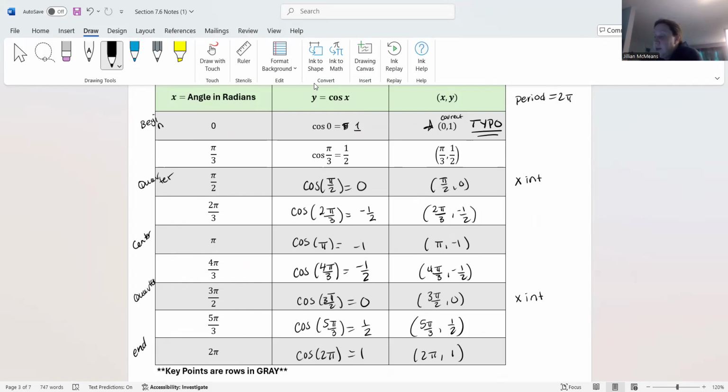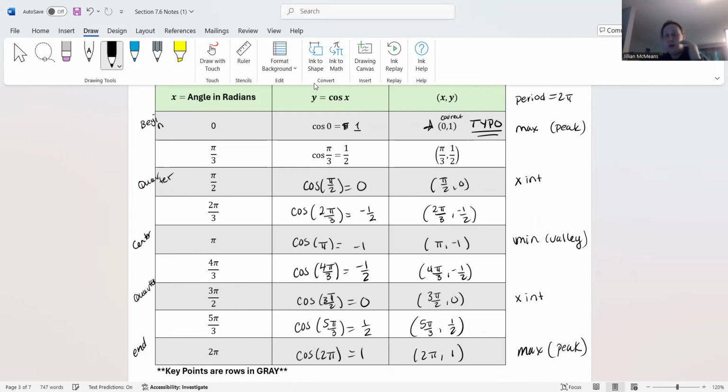Now, if we look at the other three key points, we have 0, 1, we have pi, negative 1, and we have 2 pi, 1. So it looks like the max values, the peaks of this graph, are going to occur at 0, 1, and 2 pi. And then the lowest this graph is going to be is at negative 1, and that's going to be our min, which I tend to call a valley.